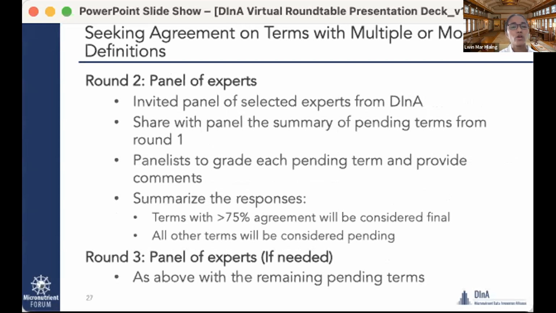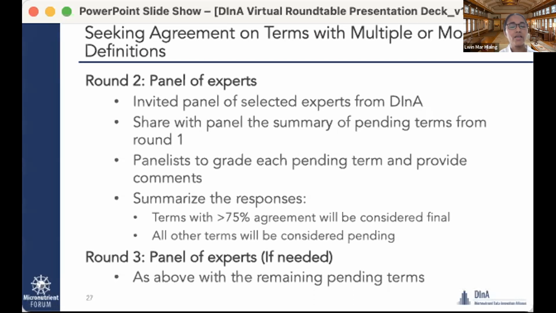We plan to have an invited panel of selected experts from the DINA, and we will share the summary of findings of round one and also the pending terms from round one with that expert panel. And then the panelists or the experts will grade each pending term and provide their feedback and suggestions. And then we will summarize the responses. Those with 75% or more agreement will be considered as final, and all other remaining terms will be considered as pending.